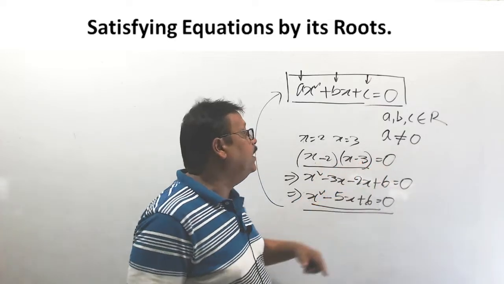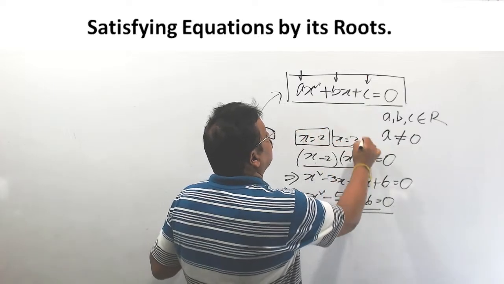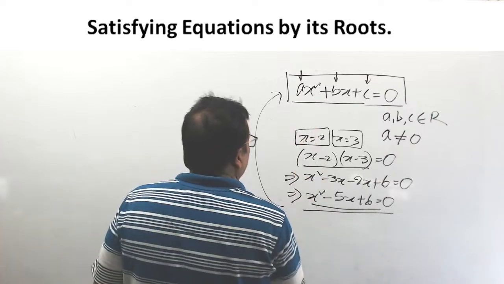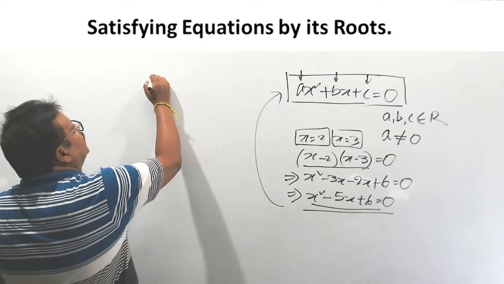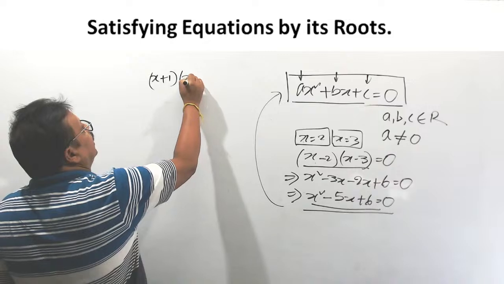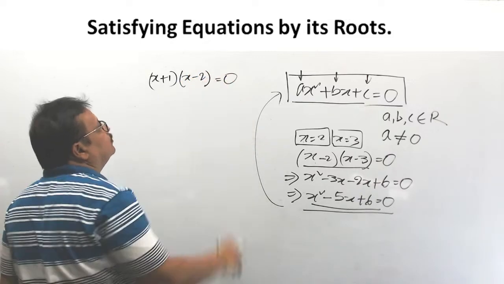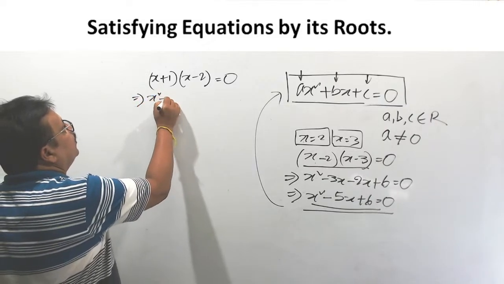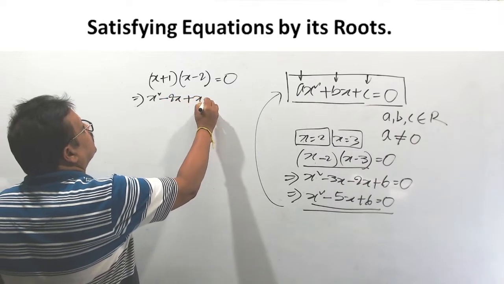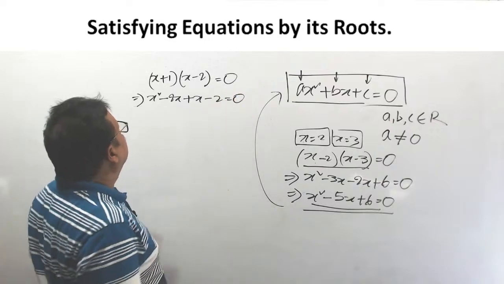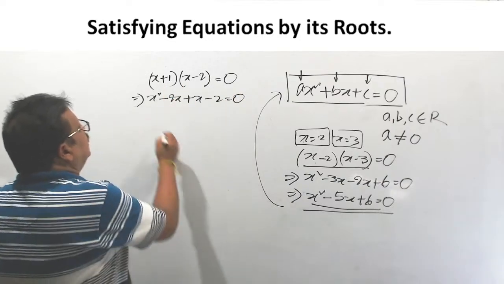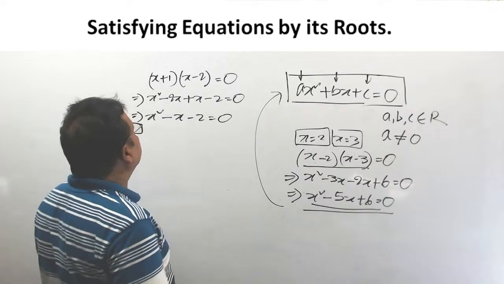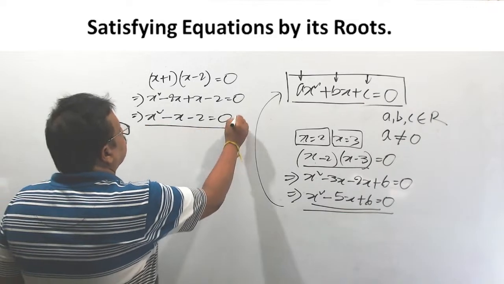This is called satisfying the equation by its roots. How many roots? These are two roots of this equation. Understood? Consider another one. That means say (x plus 1) into (x minus 2) is equal to 0. The factorized form. Now converting into quadratic form, that is x square minus 2x plus x minus 2 equals to 0. That means you are getting x square minus x minus 2 equals to 0.